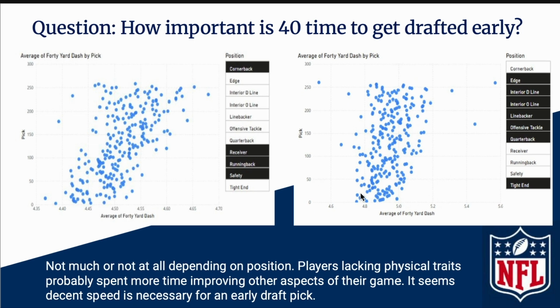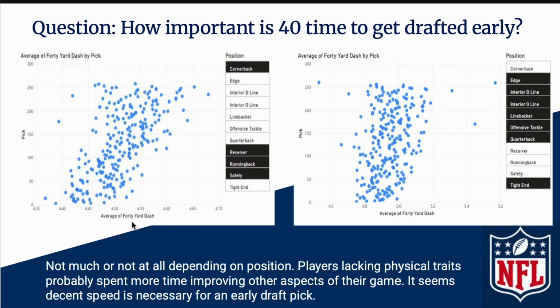So for positions like those I have here in this left graph, like cornerback, receiver, running back, safety, you definitely need speed in those positions, and people highlight the importance of getting a good 40 time to show the teams that you're fast enough.